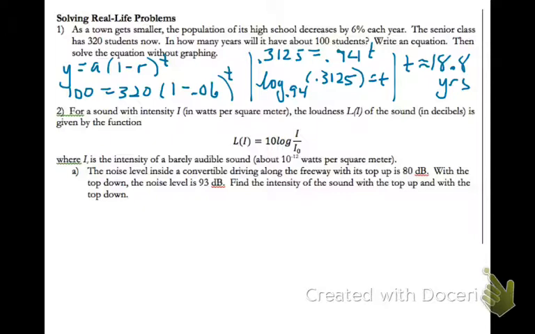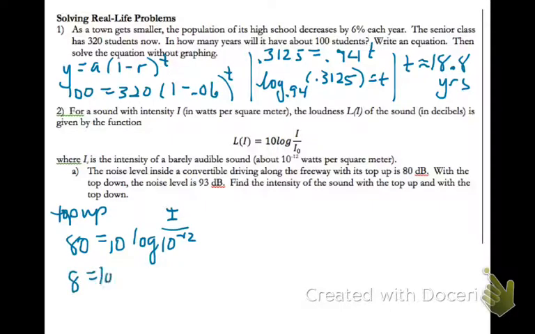Second real-life problem is the sound intensity problem. Again, like we did earlier. It says on A, the noise level inside a convertible driving along the freeway with its top up is 80. With the top down, the noise level is greater, it's 93. Find the intensity. So we'll put in what we know. So we know with the top up, the sound level is 80. And then our formula is I divided by that initial intensity, which we're told is 10 to the negative 12. So you can divide both sides by 10 and get 8 equals log of I over 10 to the negative 12.